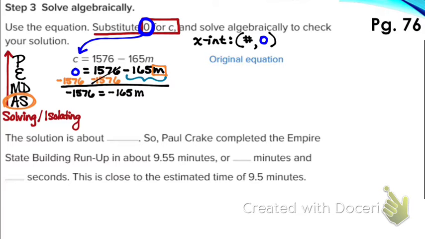What is it that I want to get alone again? M. Well, here's the piece I want to get alone. How do I get rid of that negative 165 then? Adding to itself. Oh, see, she didn't give me a chance to correct myself. We're going to divide. Why are we dividing? Yes, whenever I see a number and a variable smashed next to each other and I don't see an operation in between them, that is multiplying. And so I have to use division to undo that.